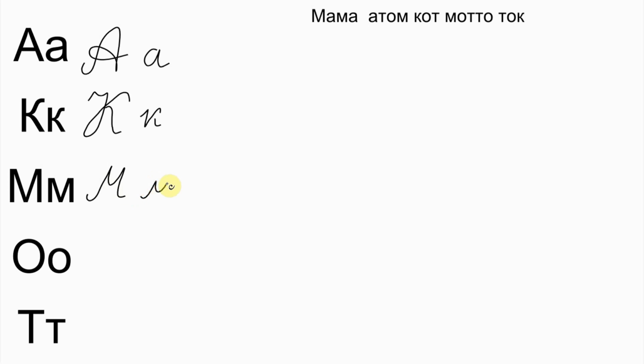And let's start with A. The capital A looks like this, and the lowercase like this. K, capital K, and the lowercase k. M, and the lowercase m. O, pretty easy. And the most difficult out of these 5 letters is T.